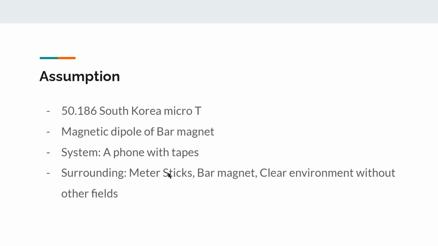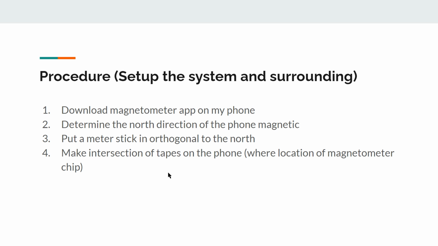To prepare, this is my assumption. I'm now in South Korea, so I have an Earth magnetic field of 50.186 microtesla, and my system is a phone with tape, and the surroundings are the mirror sticks, magnet, and a clear environment with other fields. To prepare the experiment, I downloaded the magnetometer app on my phone, set the north direction for magnetic, put the meter orthogonal to the mirror stick directed to the north, and made an intersection of the tape on my phone where the location of the magnetometer chip is.